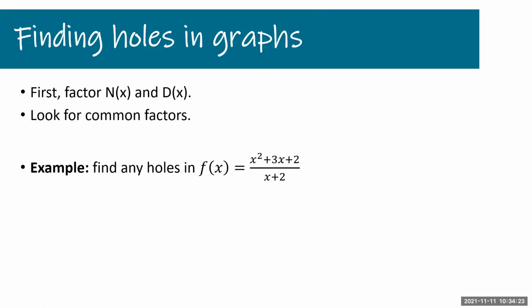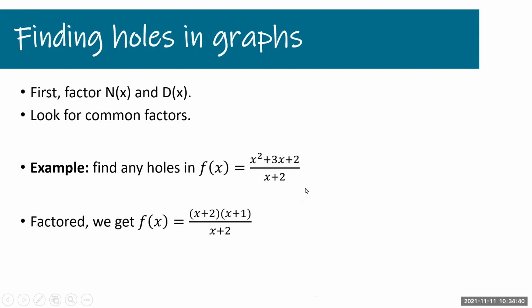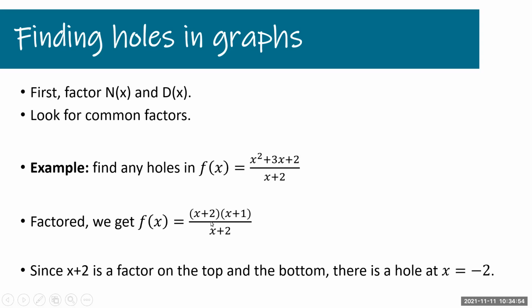Let's find holes in f of x. So here we have f of x equals x squared plus 3x plus 2 all over x plus 2. The first thing we need to do is factor f of x. Factor the top, factor the bottom. The bottom doesn't need any factoring, it's already there, but the top could be factored. If we factor that top, we get x plus 2 times x plus 1 all over x plus 2. Now look, x plus 2 is a factor in both. So that means that there's going to be a hole at x equals negative 2. So whatever makes this factor 0 is going to be the hole. So x equals negative 2.